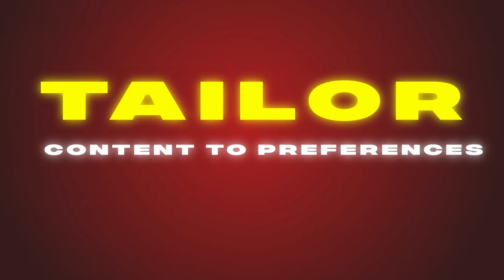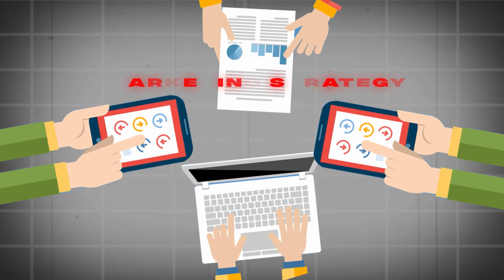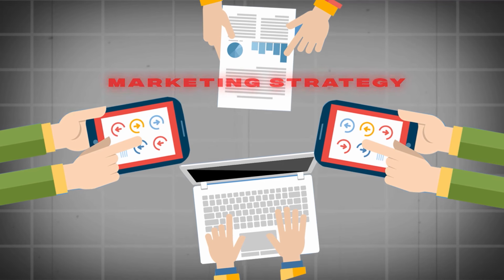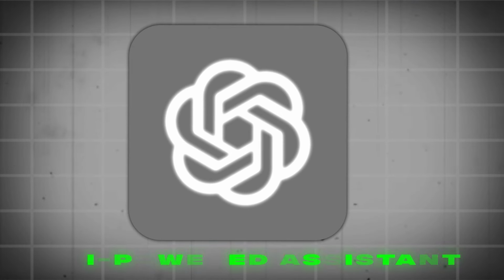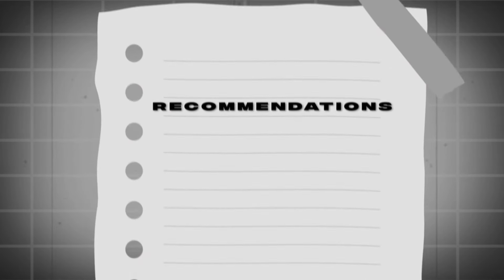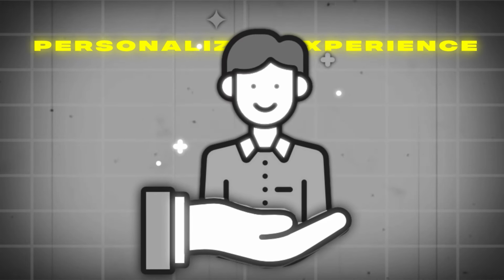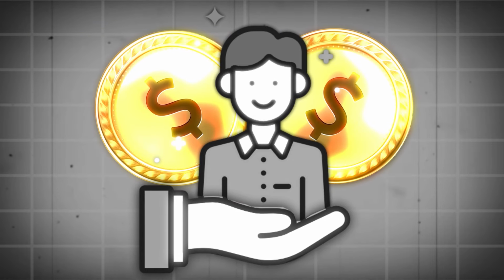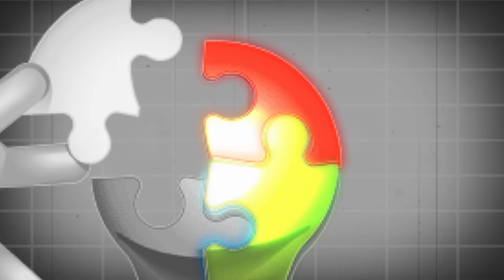Tailor content to preferences. To establish a strong connection with your potential customers, it's essential to personalize your marketing strategy by catering to their interests and preferences. One way to achieve this is by leveraging the power of ChatGPT, an AI-powered assistant that can generate tailored content ideas based on your audience's demographics, browsing behavior, and other relevant factors. By utilizing customized recommendations, targeted messaging, and niche-specific content, you can create a highly personalized experience for your customers that makes them feel valued and understood. This approach can be highly effective in building trust, driving engagement, and ultimately boosting conversions.